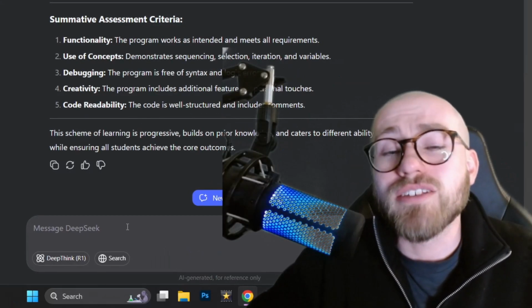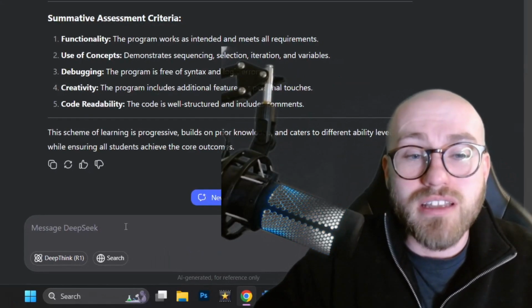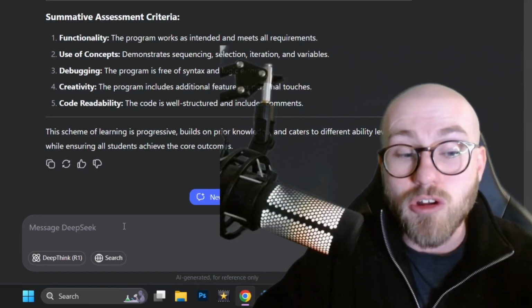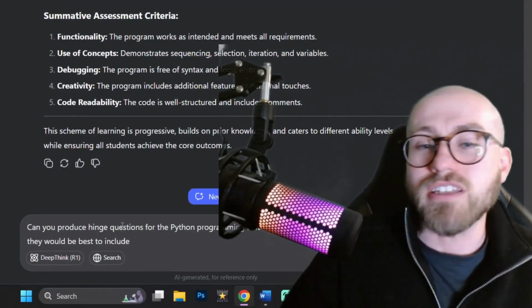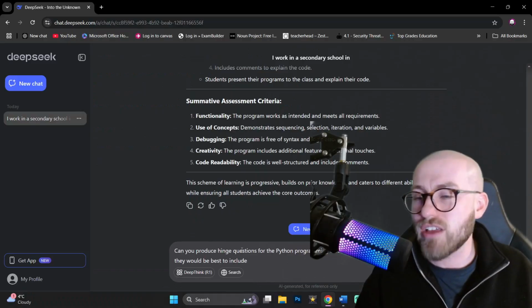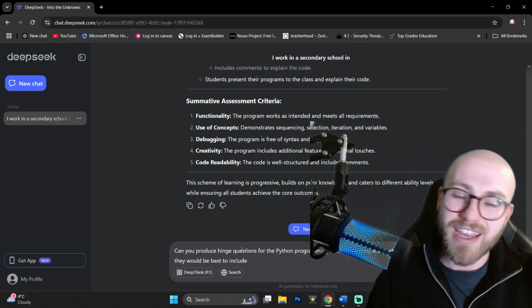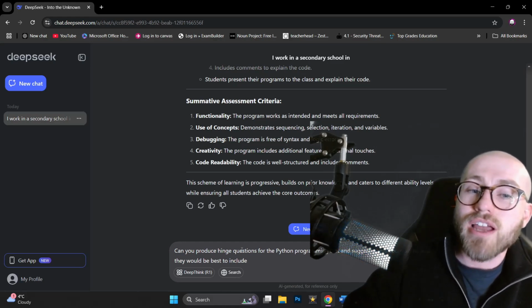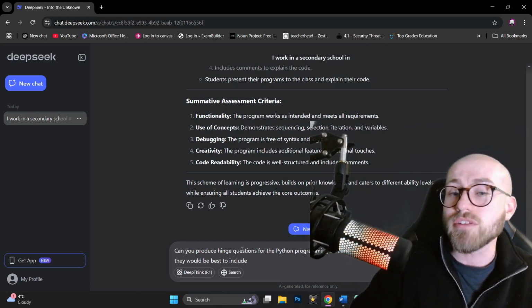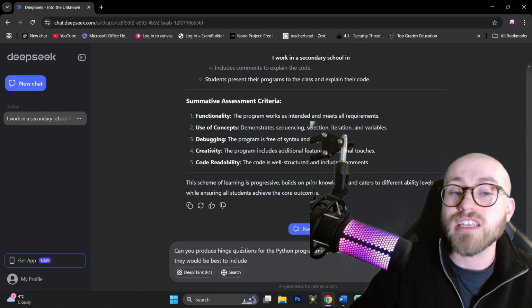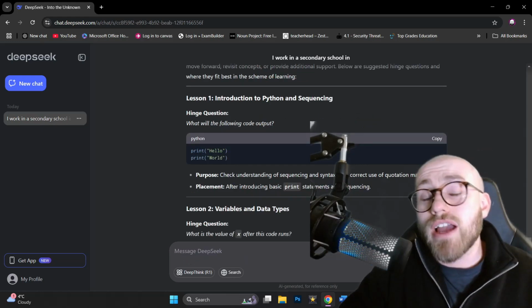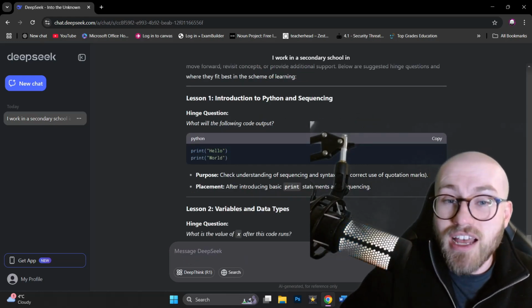Next one we're going to try is something called a hinge question. So this is a massive thing for Ofsted, I've heard, at the moment. A hinge question is basically you can't move on with a topic until they're confident in answering a hinge question. So let's give it a go. Can you produce hinge questions for the Python programming unit and suggest whereabouts in the scheme they would be best to include? Okay, so it has produced hinge questions, and it actually looks really good.